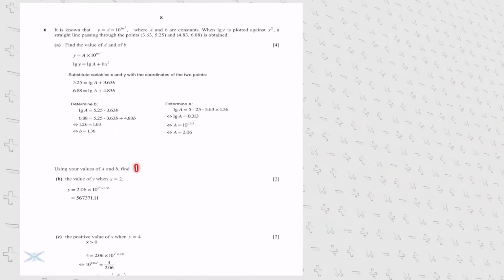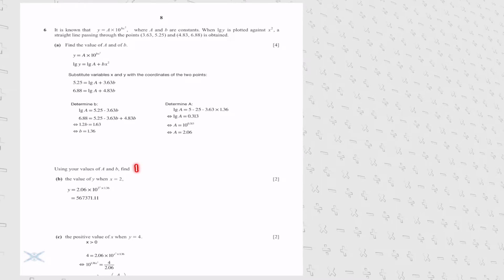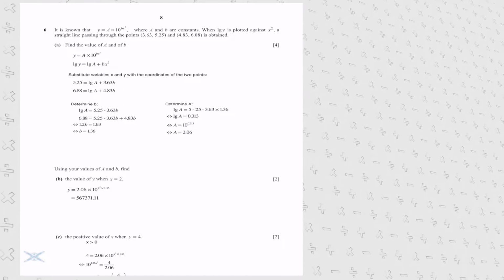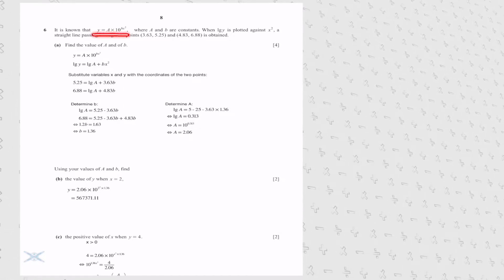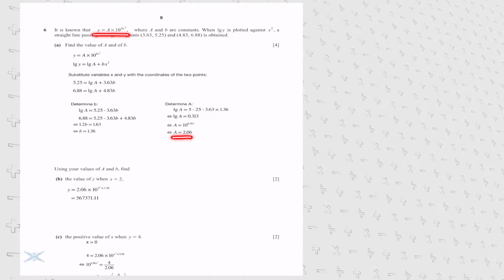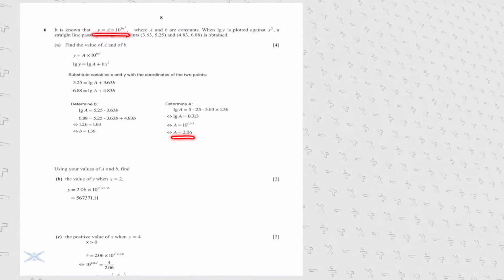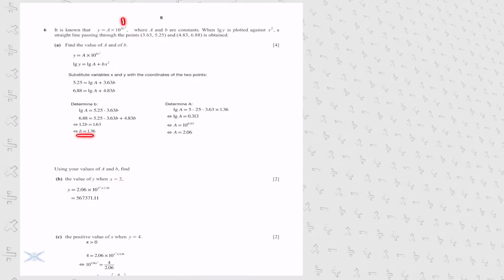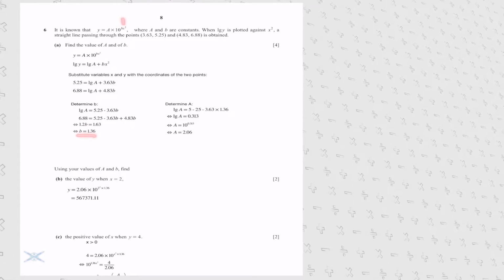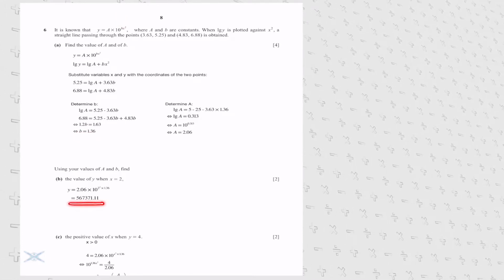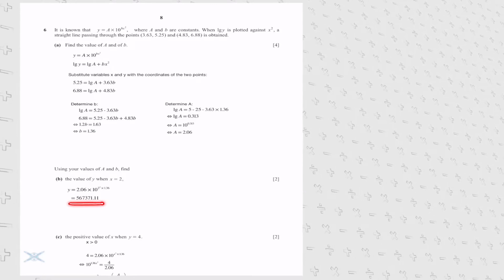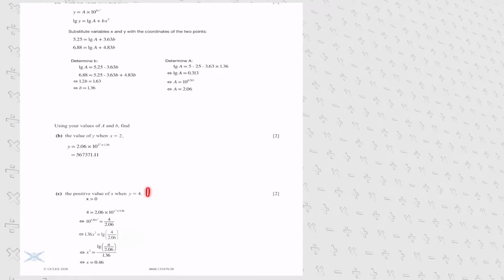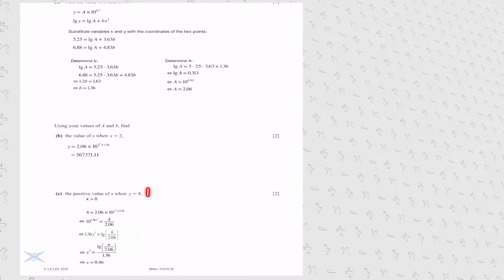In part b of this exercise, we are supposed to use our values of a and b to find the value of y when x equals 2. To achieve that, we will again take a look at our original exponential function, replace a for our result that we have determined in part a of this exercise, and replace x for 2 as mentioned in this exercise. The value for b is also substituted accordingly with 1.36. Putting all of this into our pocket calculators will help us to determine the value of y, which is 567,371.11.